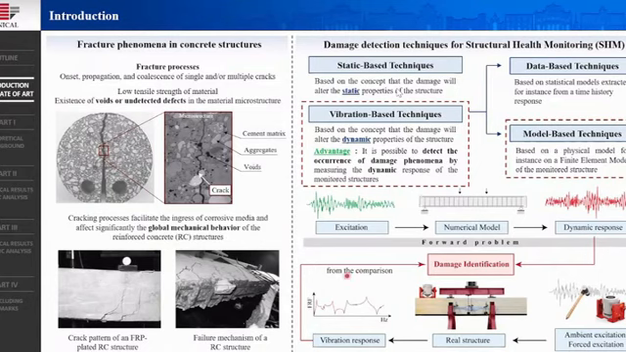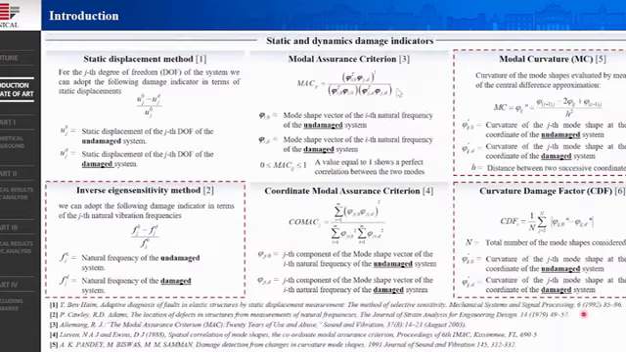This work employs a model-based technique, which is based on the comparison between the dynamic response of the structural system predicted by a numerical model and the vibration response, which is obtained experimentally on the real structure for a given ambient excitation or forced excitation. In this slide, the static and the dynamic damage indicators are briefly recalled together with the related references. The indicators highlighted in red are those adopted to detect the damage in this work.